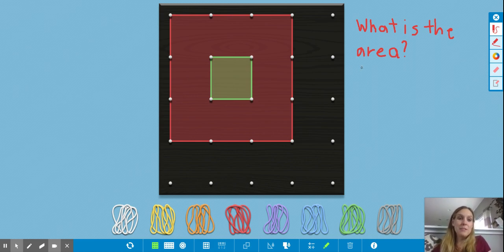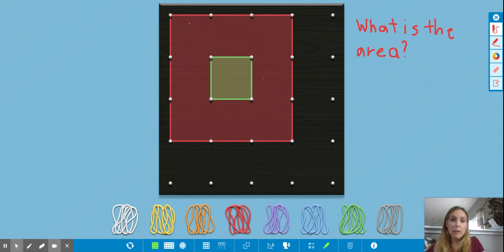I'm sorry for my writing, this is with the computer, but if you're finding the area, and let's say I want to find the area of the red section, what I would need to do is find what the area would be of this whole thing if there wasn't that green in the inside. And then we're going to have to take away that amount that you have in green. So your first step would be to find the area of the whole thing.